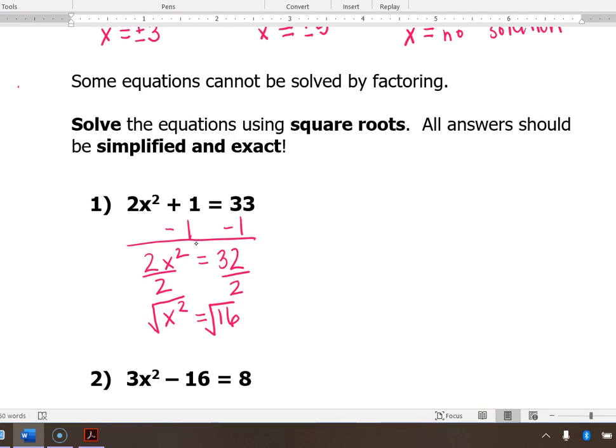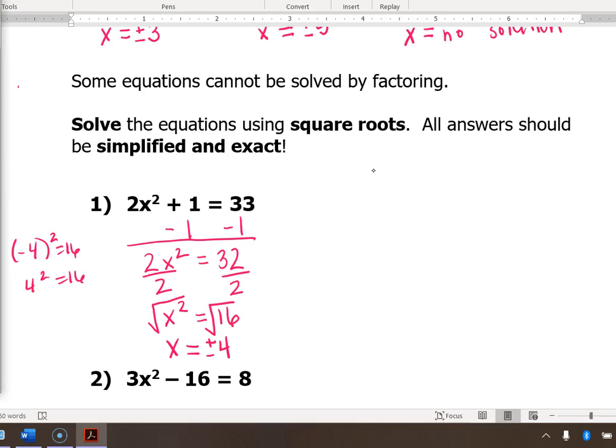And I take the square root of x. And once again, we talked about this before. When we take the square root here, if I take a negative 4 and square it, I get 16. If I take a positive 4 and square it, I still get 16. So our answers are going to be both a positive and a negative 4.